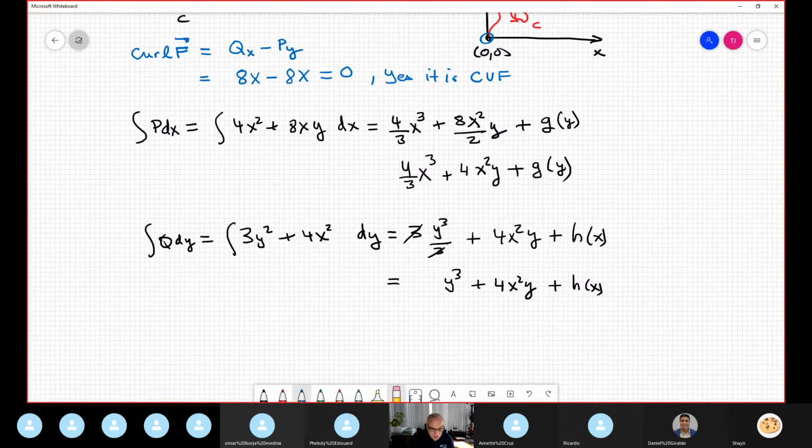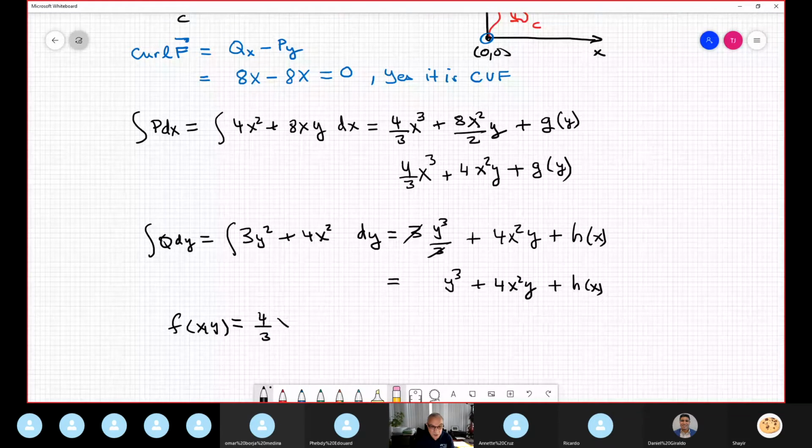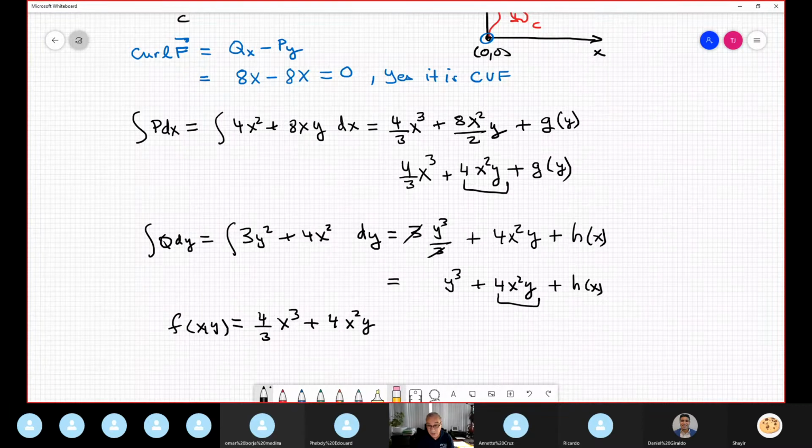Now, what is the potential function? Well, the potential function is super easy. It's the collection of every element you computed before. So now you take this 4/3 x cubed plus something. You see, this and this are exactly the same. I take it, or x squared y, but take it one time, no repetition. Now, what about the rest? Well, I see here y cubed, so I suppose this function is this function. This is the justification.